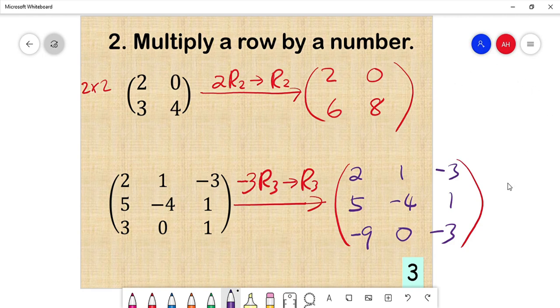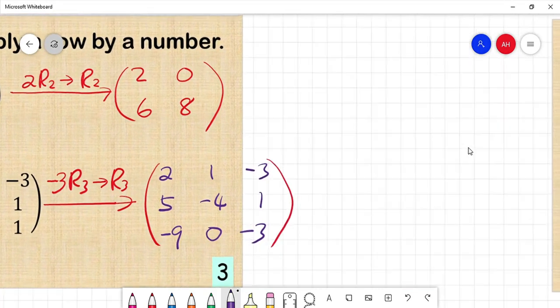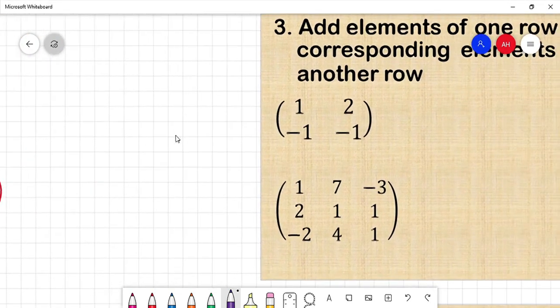Alright, that is the second operation in elementary row operation. That is, multiply a row by any number except 0. We are not allowed to multiply a row by 0. It's not allowed. Other numbers can, but not 0. Now let's see the third operation that we can do in elementary row operation.